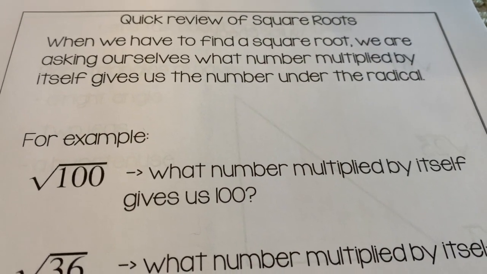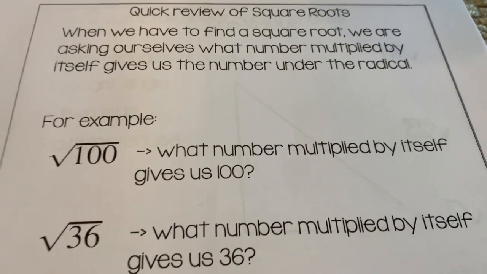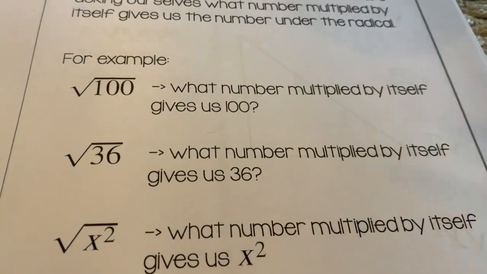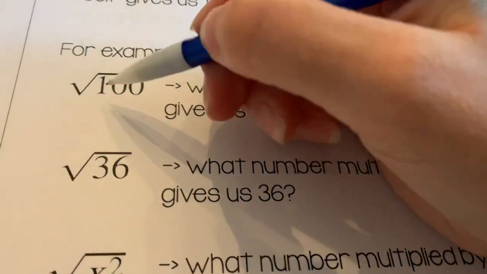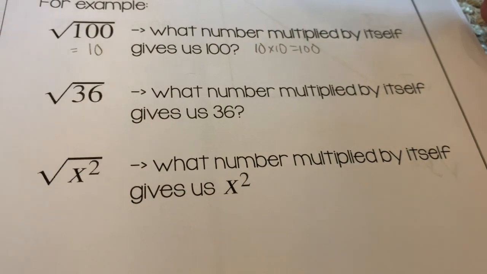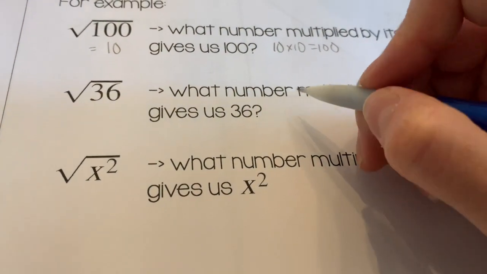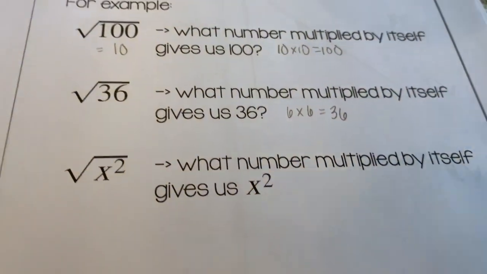When we have to find a square root, what we're asking ourselves is what number multiplied by itself gives us the number under the radical, right? So we went over this already, but for example, when we're finding the square root of 100, we're asking ourselves what number multiplied by itself gives us 100. So we know that 10 times 10 gives us 100. So when we find the square root of 100, the answer is 10. So for the square root of 36, we're asking ourselves what number multiplied by itself gives us 36. So we know from our multiplication facts, 6 times 6 equals 36, right? So the square root of 36 would be 6.